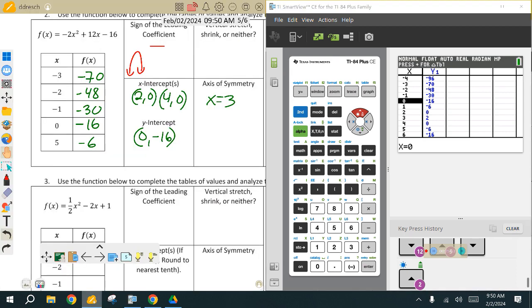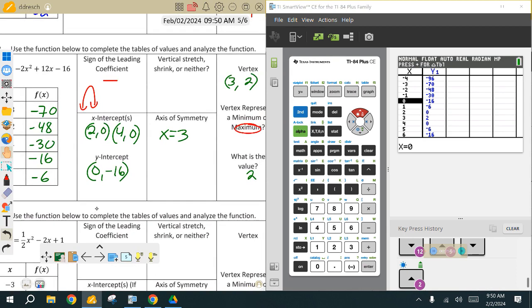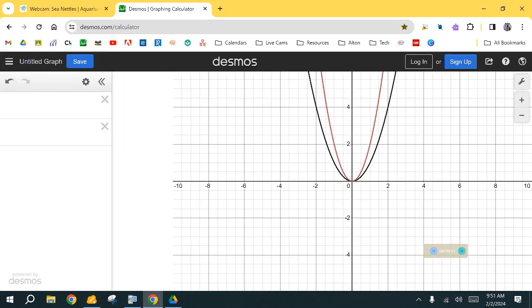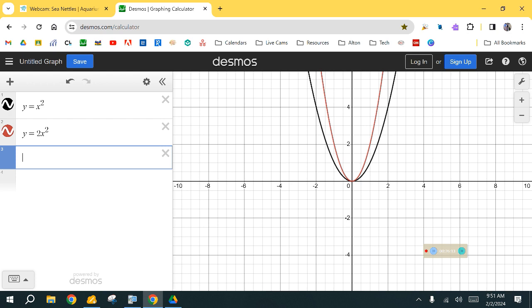So where are we at? What we have is called a stretch because A is 2. It has nothing to do with the negative. It has everything to do with being a 2. Now, on the next one, I'm going to jump ahead real quick. I'm going to throw a third one out here.